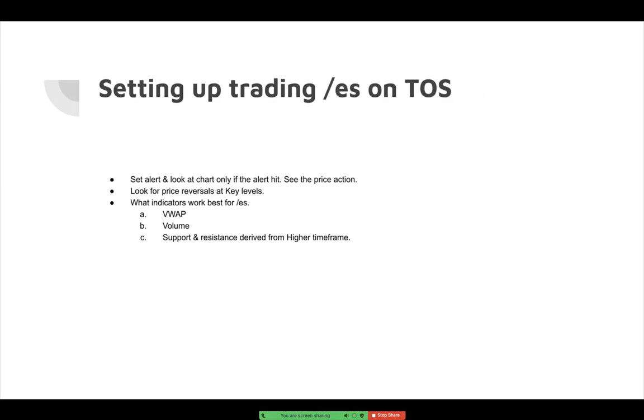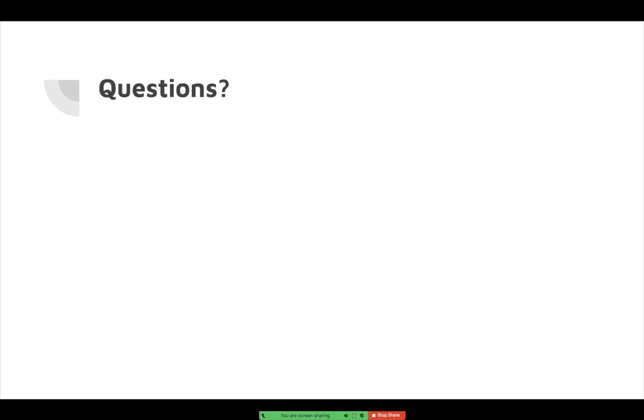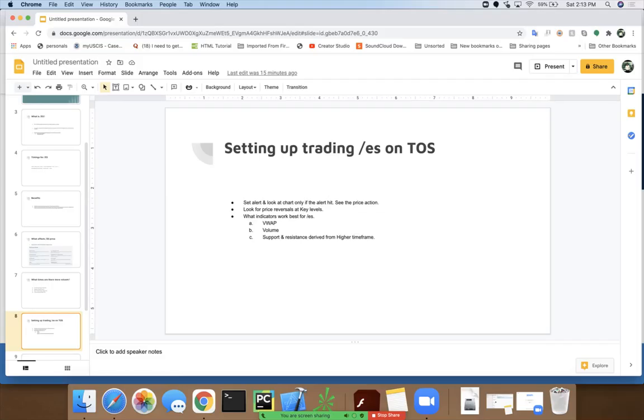Now I'll walk you through the charts on how you can set up the TOS, the Thinkorswim desktop, in setting up an alert for support or resistance, and then seeing the price action when your alert is hit. And then I'll be showing you how to find the price reversals. The key indicators that I'll be using are just the VWAP, that is volume weighted average price, then the volume, and then the support and resistance lines derived from the higher time frame. So this is about it. Let me now go to the demonstration, just as an example.